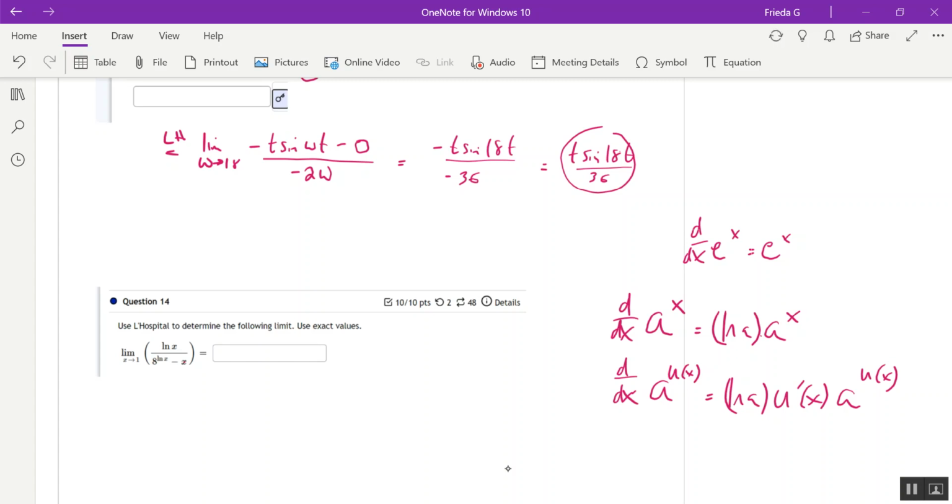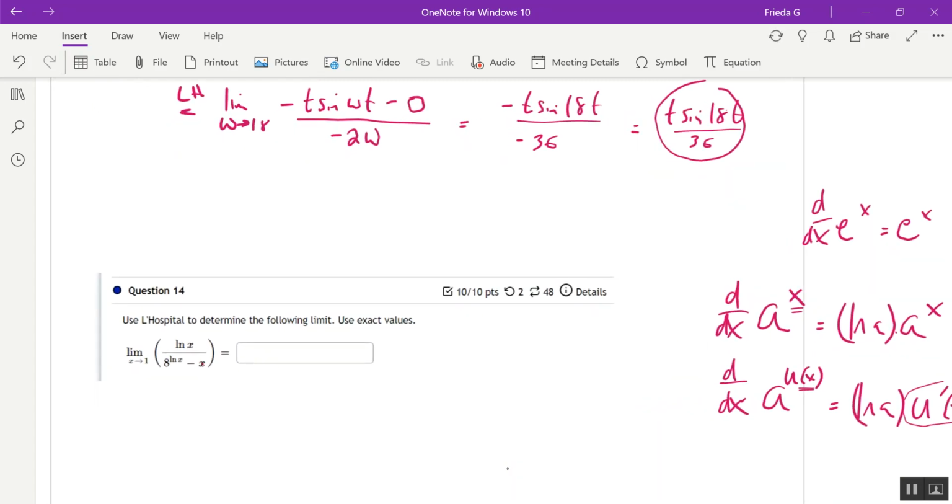And if it's not just x in the exponent, if it's some function of x, you have to use the chain rule. So the formula looks almost the same, except you multiply by a u prime. And we're going to need that in the denominator of this limit here. When we let x go to 1, we get ln of 1 on top, which is 0. And then 8 to the 0, ln of 1 is 0. So 8 to the 0 is 1. 1 minus 1 is 0. So this is 0 over 0. And we can use L'Hopital's rule.